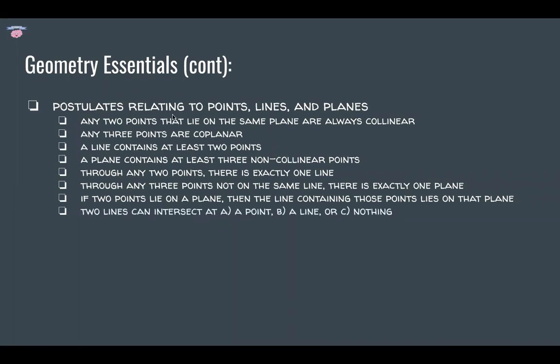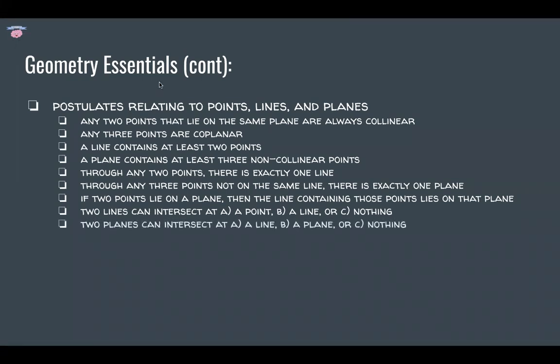2 lines can intersect at either a point, a line, or nothing. So the most common one, they intersect at a point. If they intersect at a line, then they're coincident. So these are coincident lines, or they can intersect at nothing. Basically, they never intersect. These are parallel lines.